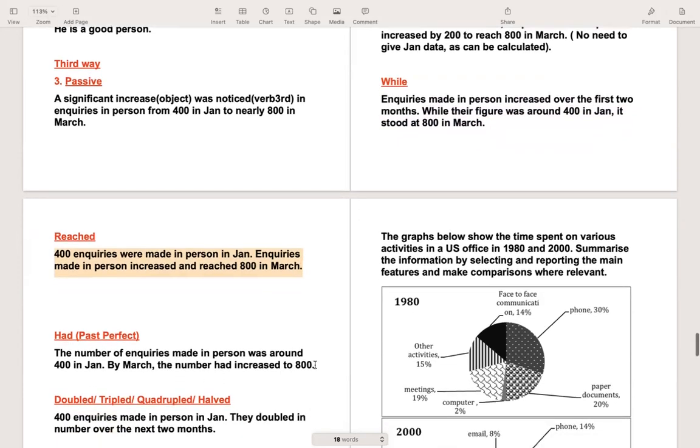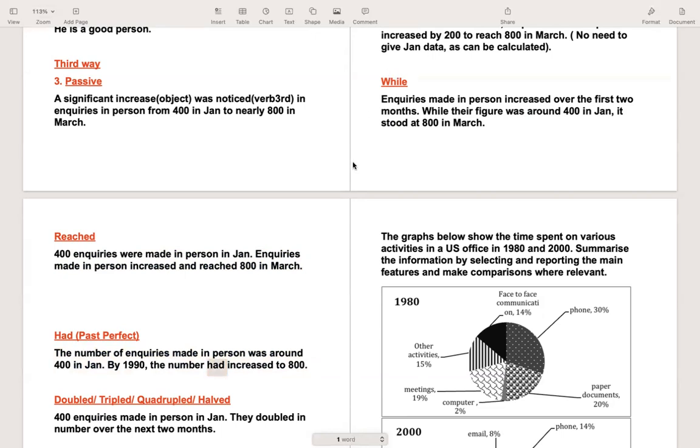Then this one, I will tell you to do it because here you're using a different type of tense. You're using the past perfect tense. But you have to be clear how to use this. So the number of inquiries made in person was around 400 in January. The first sentence comes naturally. Then you have to write by March or whatever period. If the second year is 1990, you'll write by 1990. The number had increased to 800. So in this case, instead of writing increased, you're going to write had increased.